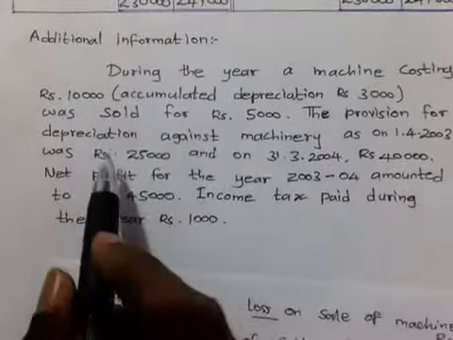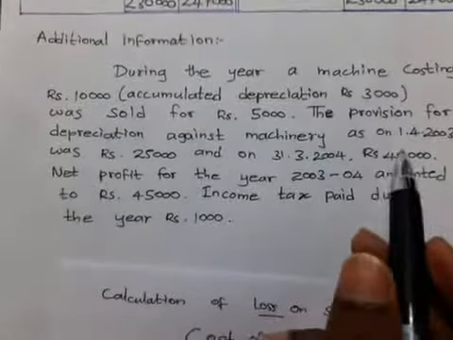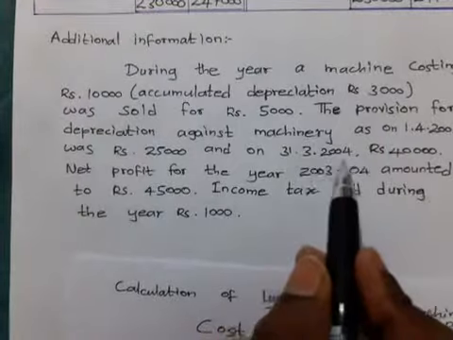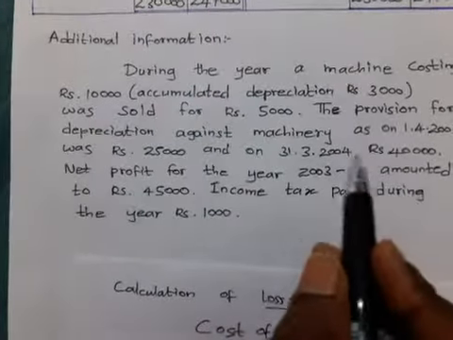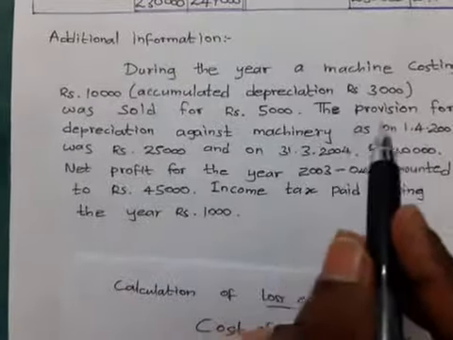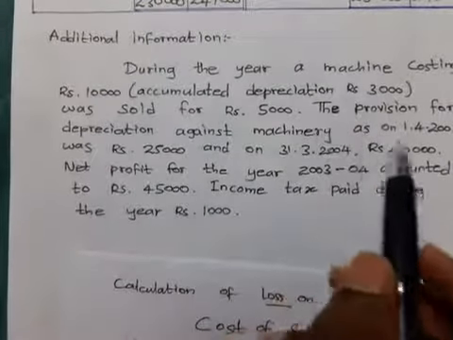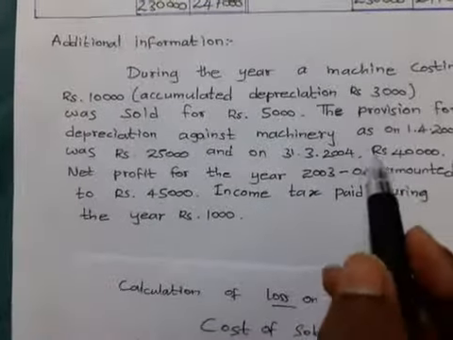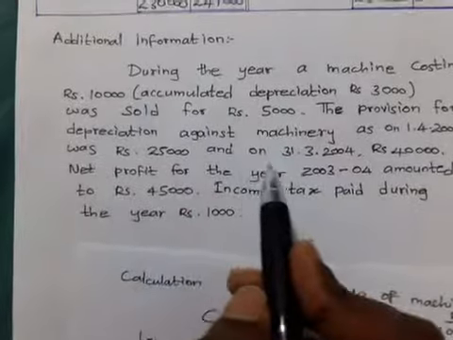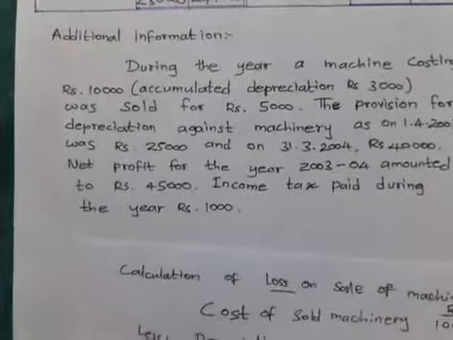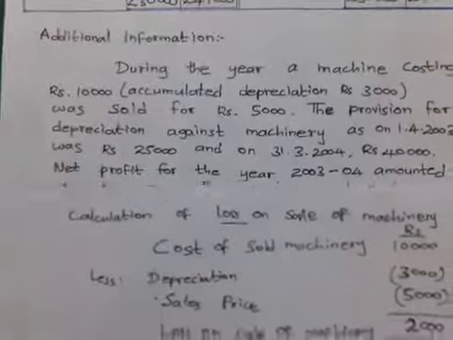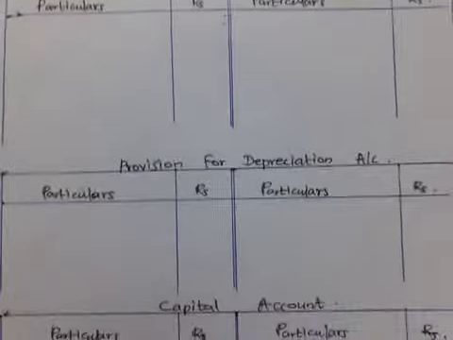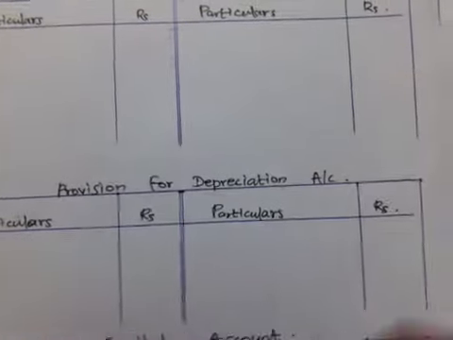The provision for depreciation against machinery as on 1st April 2003 was rupees 25,000, and on 31st March 2004 rupees 40,000. This information is the opening balance of the provision for depreciation account as well as the closing balance, both given here. So we have to prepare one provision for depreciation account to calculate the depreciation of this particular year. So we will open provision for depreciation account.